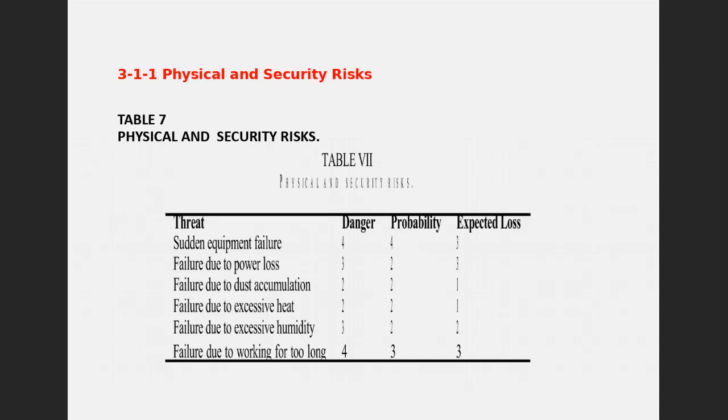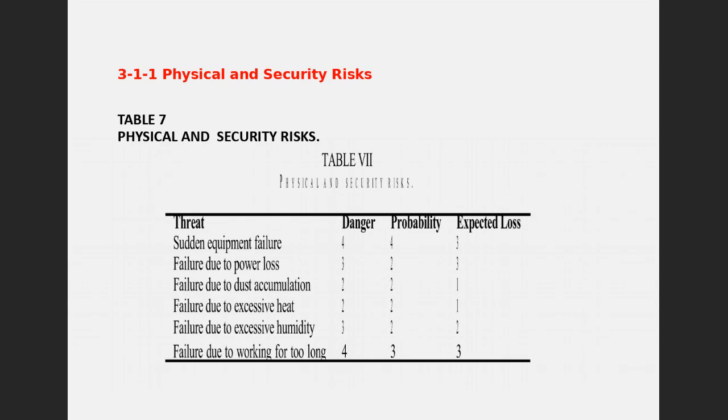Okay, we have here the first table. It's talking about physical risk, and we have danger and probability and the expected cost. We have some kinds of risk, like failure of the power and failure due to working for too long. We have some numbers. These numbers explain what's happening, from 1 to 5, like danger and probability and how much we lose, as we see in this table.